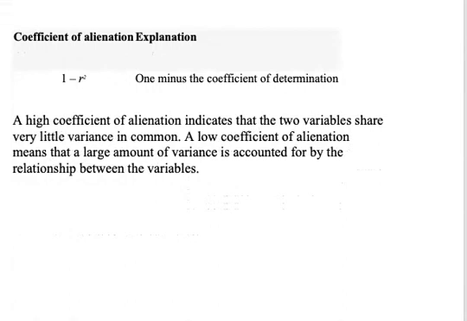Coefficient of alienation. When you subtract the coefficient of determination from unity, you get the coefficient of alienation. This is the proportion of the common variance not shared between the variables, the unexplained variance between the variables. A high coefficient of alienation indicates that the two variables share very little variance in common. A low coefficient of alienation means that a large amount of the variance is accounted for by the relationship between the variables.